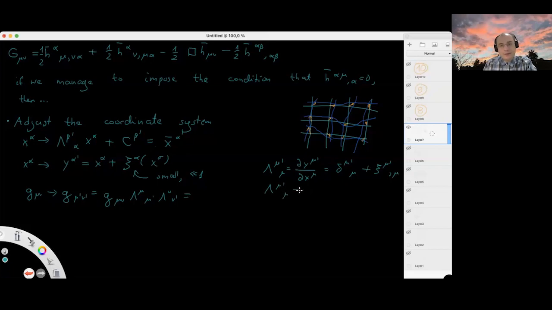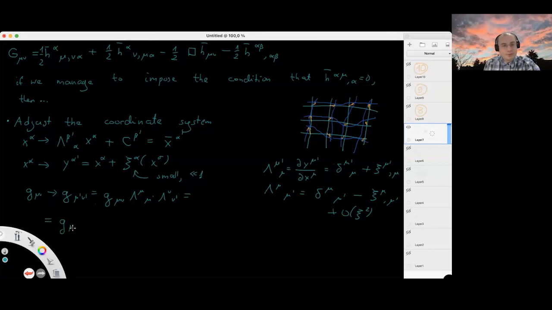And the inverse of that, it's easy to check, is delta mu, mu prime, minus xi mu, mu prime. So after our coordinate transform, plus possibly quadratic terms in xi, but xi is of the order of h, we can safely neglect any kind of squares. And you can check by direct computation that if you multiply this matrix by that matrix, you'll get a unit matrix. So this is a very good approximation of this inverse here. Do you have any question to this? Okay, I don't hear any.